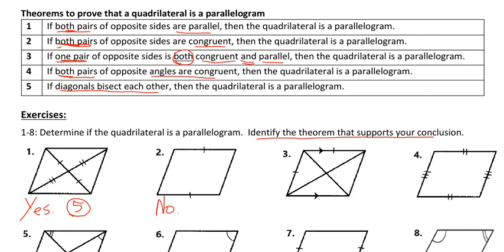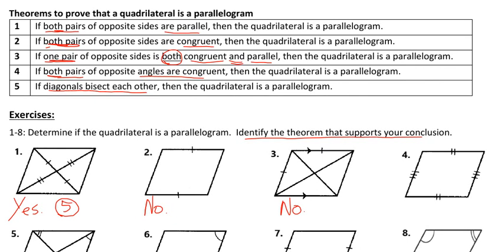We only have one pair of opposite sides that is parallel and another pair of consecutive sides that are congruent, and that is not enough to say that it is a parallelogram. So the answer here would be no, it is not a parallelogram. And in number 4, we have this side congruent to this side and this other side congruent to this side.